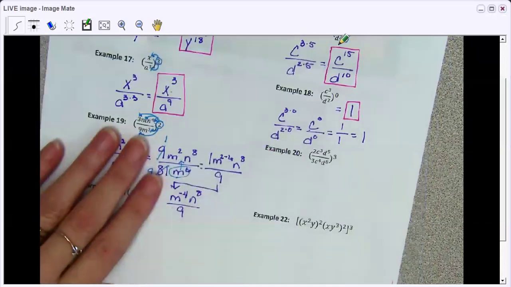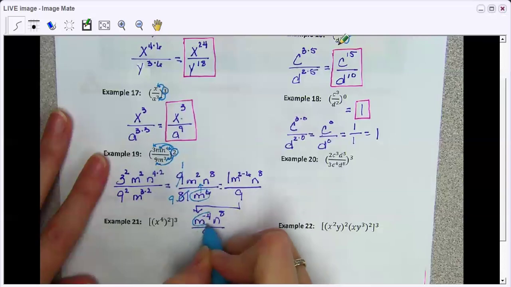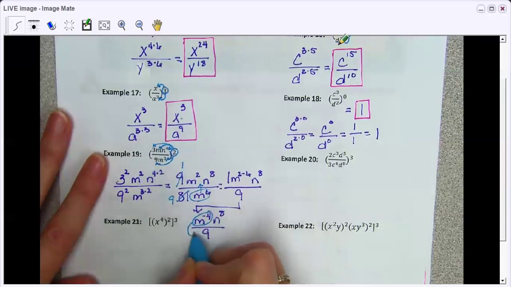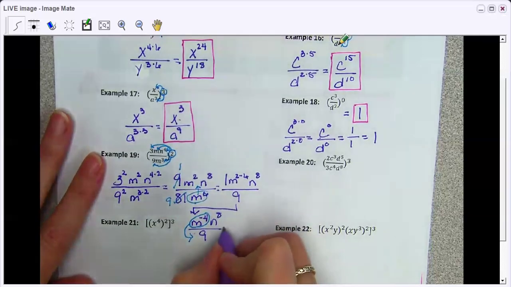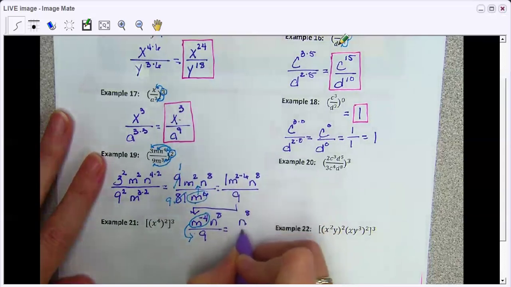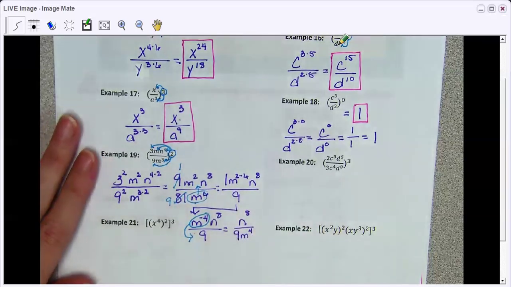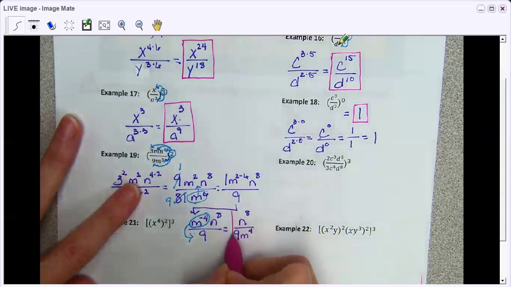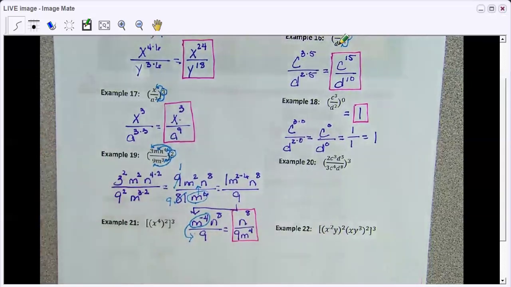So that's what we have to do with that m to the negative 4. We have to take this whole term and move it to the bottom. And by moving it to the bottom, the negative on the exponent becomes a positive. So our final answer is n to the power of 8 over 9 m to the power of 4. Make sure your coefficient is in front of your variable. That was a lot of work. I didn't leave us enough space. Okay.